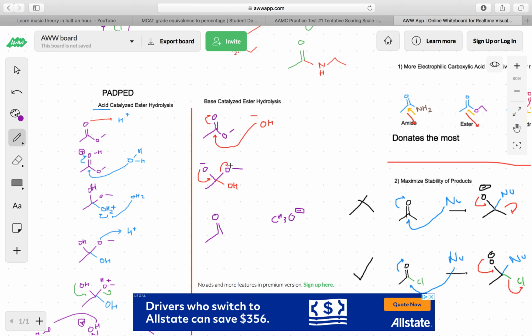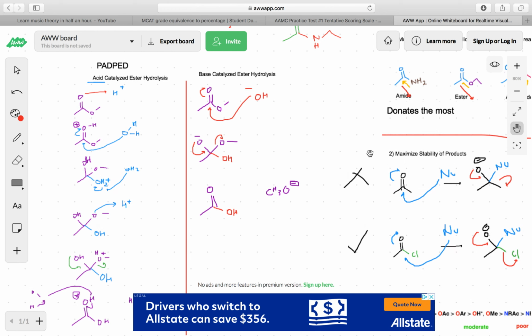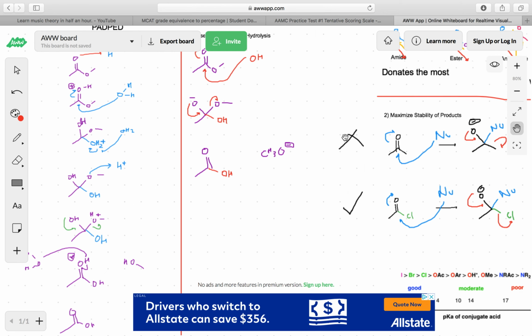This is what was kicked off from here. And then we have this carboxylic acid. But wait, we're not done yet. Even though we have our acid, it looks like we're finished. Remember, we're working in basic conditions. And this is still a carboxylic acid, so it's going to deprotonate itself.